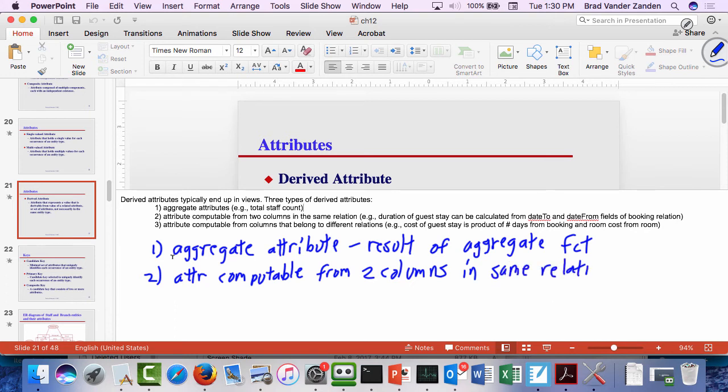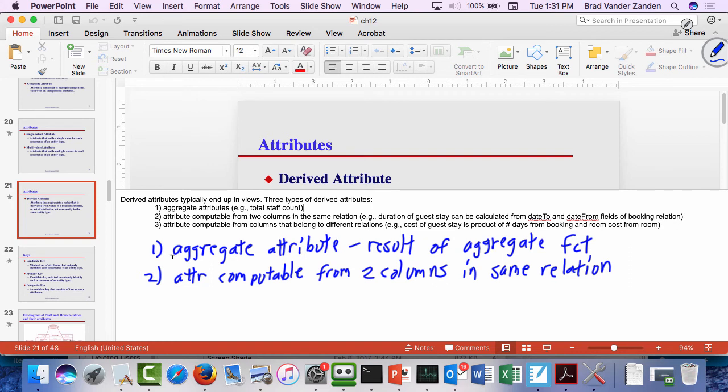So a good example of that, in the booking relation, we often care about the number of days that a guest stayed with us. So we could easily have a derived attribute called number or length of stay. That's a derived attribute because what can it be derived from? Date from and date to. If you subtract date from from date to, that gives you the length of stay. So we typically aren't going to store this derived attribute because it can be derived from other attributes. That's why we call it a derived attribute.